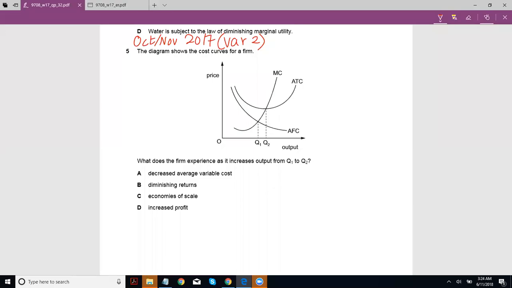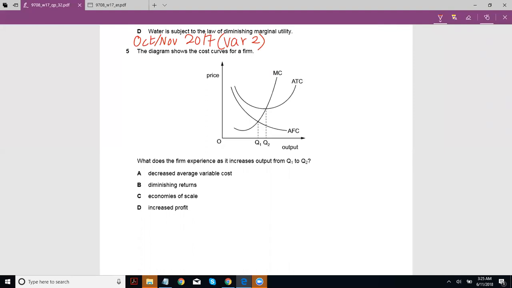All right, so question 5, October, November 2017, variant 2. Not a very difficult question, but there were some misconceptions that this particular question did hit on. So let's go ahead with this. The diagram shows the cost curves for a firm, and it says: what does the firm experience as it increases output from Q1 to Q2?